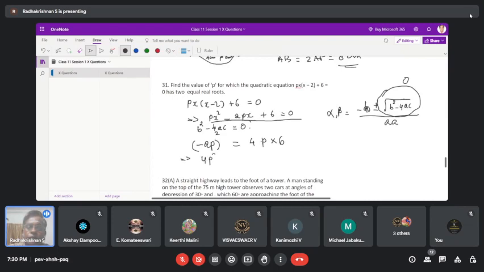It means minus 2p whole square is 4p square, equal to 4 into p into 6. So simplify, what happens? P square equal to p into 6. So one p will get cancelled. Just simplifying that equation. P equal to 6.